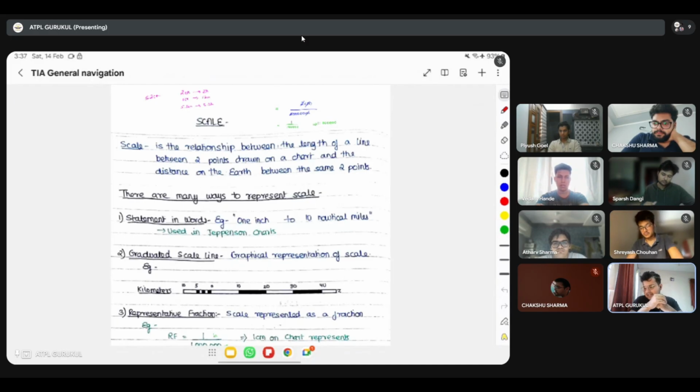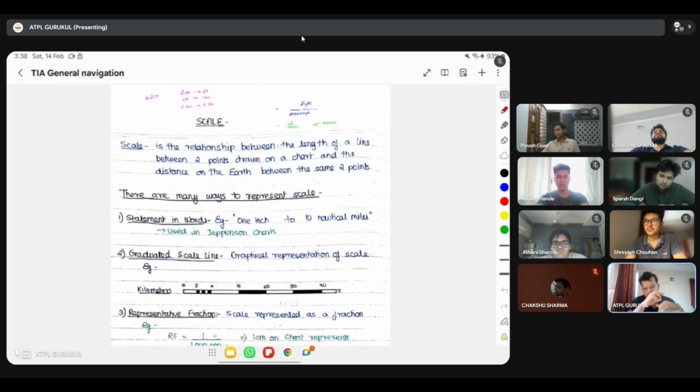Now, how is scale relevant for us pilots? Scale is relevant for us pilots because we use aeronautical charts to fly. Now, aeronautical charts are nothing but a representation of the Earth on a 2D piece of paper. The problem with charts is that Earth is a 3D sphere, but on the other hand, we are representing it on a 2D surface. It will never be very accurately represented on a 2D piece of paper.